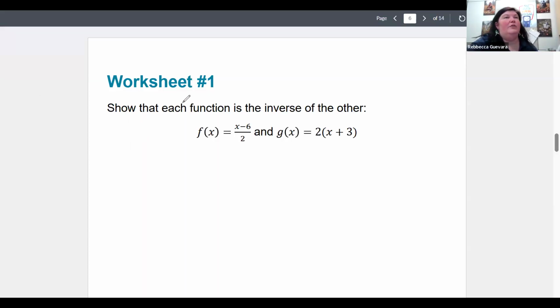Okay, so for your worksheet number 1, work on this problem here. So you're going to see their inverses again. So we have f of x is (x minus 6) over 2, and g of x is 2 times x plus 3. So we're going to do the compositions of these functions. Remember, you have to do both compositions and make sure they equal x to determine if they really are inverses.